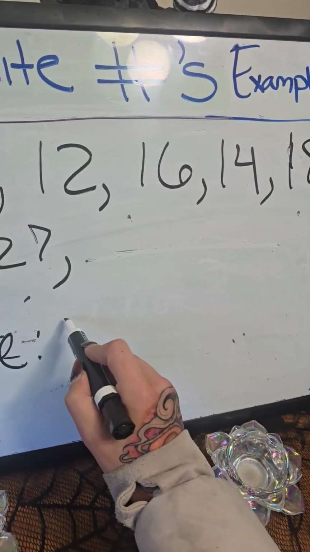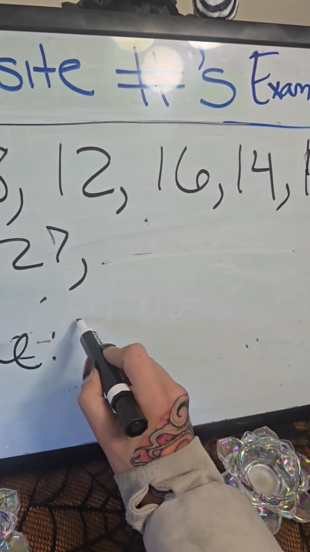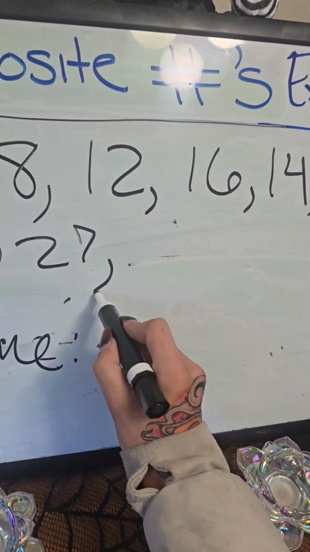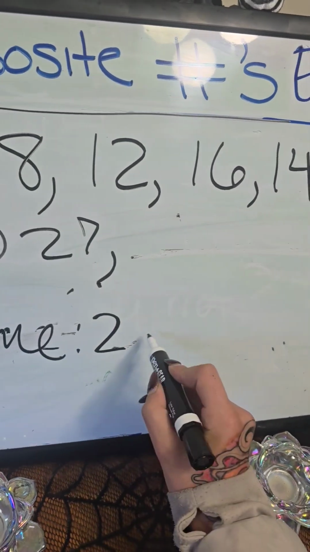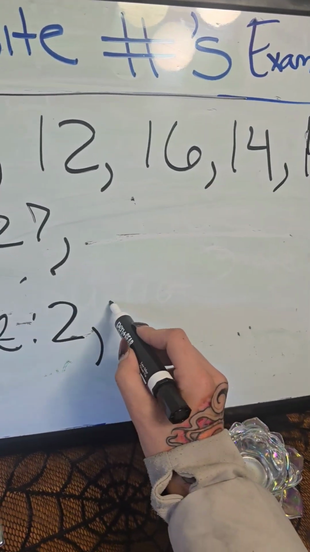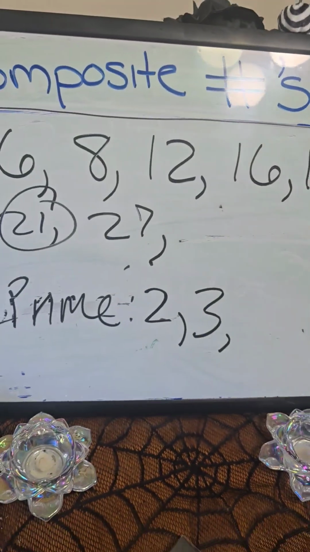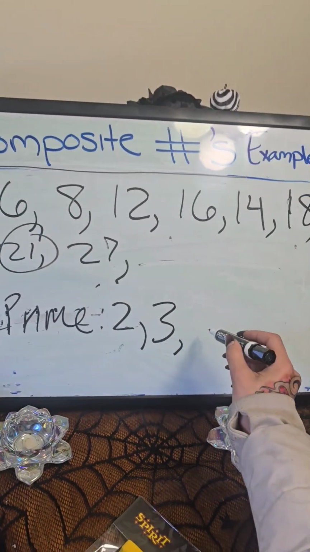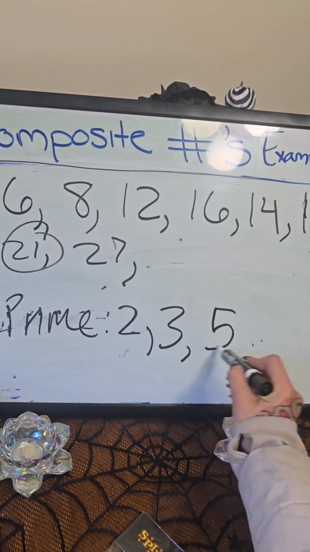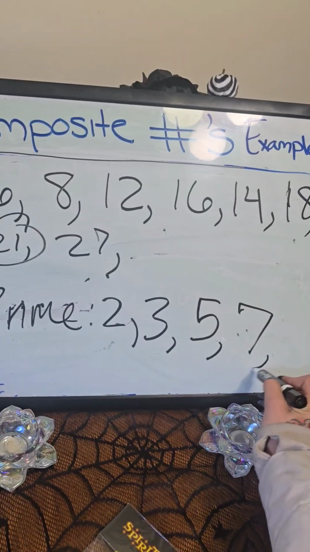A prime number, just to refresh, would be numbers greater than 1. So we don't write 1, okay? Because that's obvious. So we just start with 2. 2, 3 is prime. What else is prime? 5, 7.